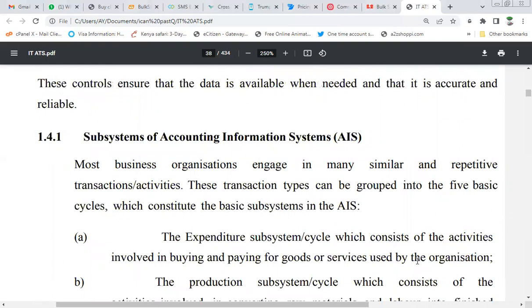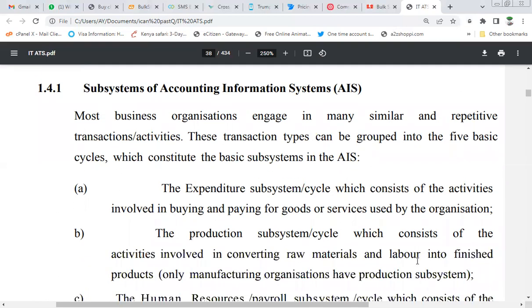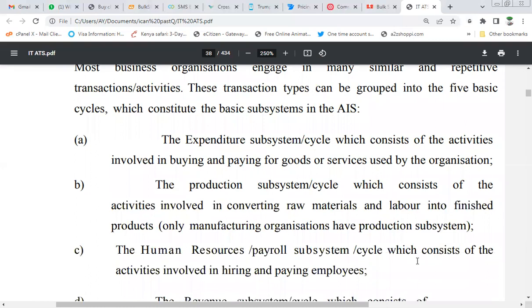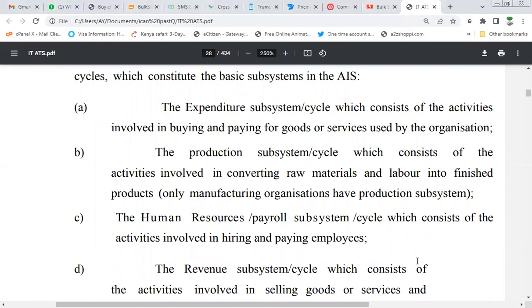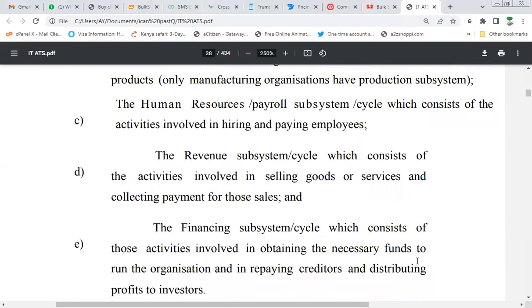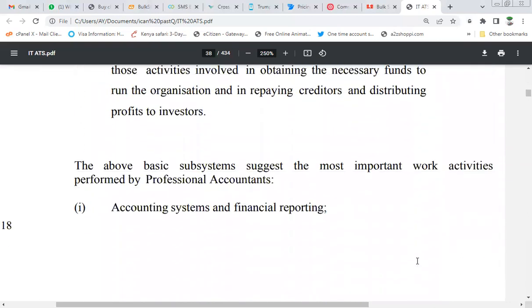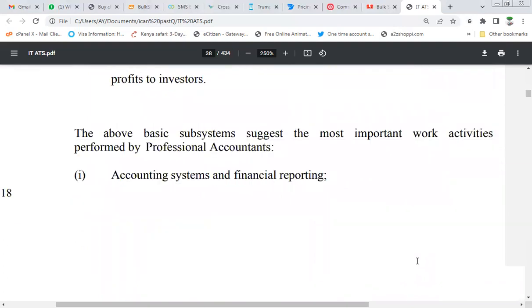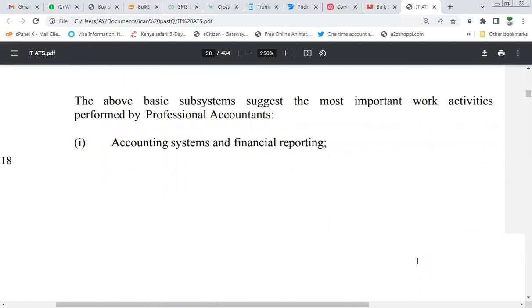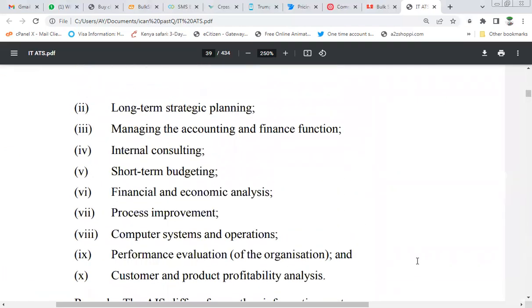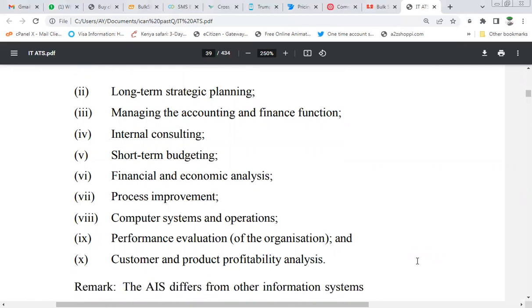So, subsystems of an accounting information system. Most business organizations engage in many similar repetitive transactions. These transaction types can be grouped into the five basic cycles, which constitute the basic subsystems in the AIS. So you see that we have the expenditure subsystem cycle, which consists of the activities involved in buying and paying for goods. We have the production subsystem. We have the human resource payroll subsystem. We have the revenue subsystem. The financing subsystem. The above subsystems suggest the most important work activities performed by professional accountants: accounting systems and financial reporting. So, you can go through this: long-term strategic planning, internal consulting, short-term budgeting, process improvement, computer system, and operations.